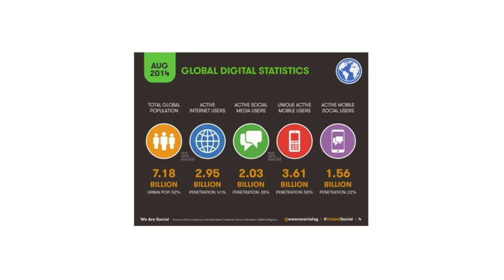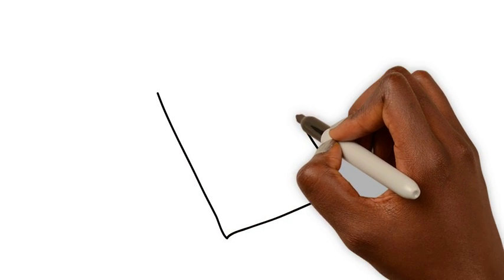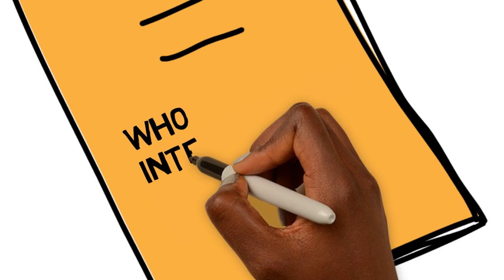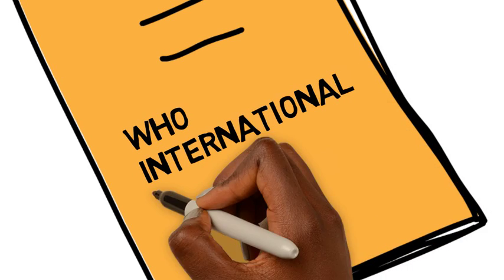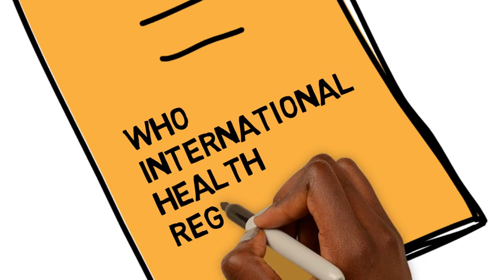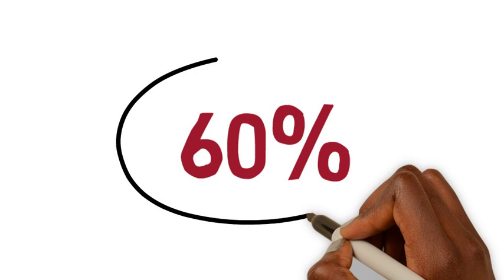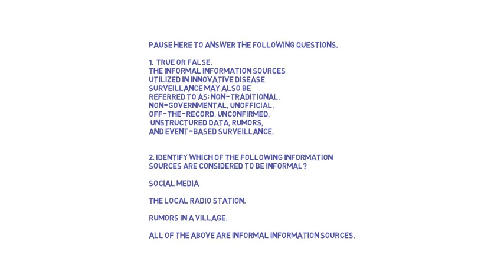The World Health Organization's International Health Regulation supports the use of innovative disease surveillance, referred to as event-based surveillance, and informal information sources to rapidly detect outbreaks. Indeed, more than 60% of the initial outbreak reports of the WHO Epidemic and Pandemic Alert and Response come from these unofficial informal sources. Pause the presentation here to answer the following questions, then continue when you're ready.